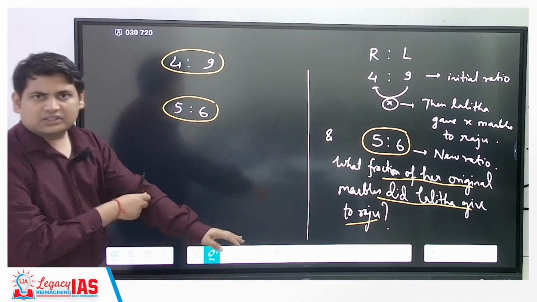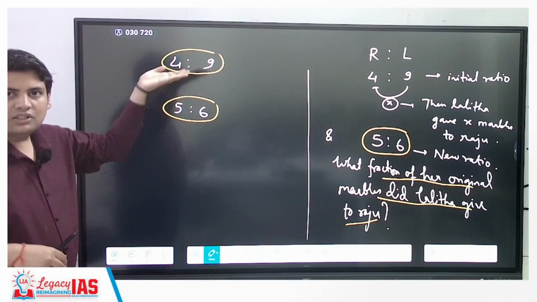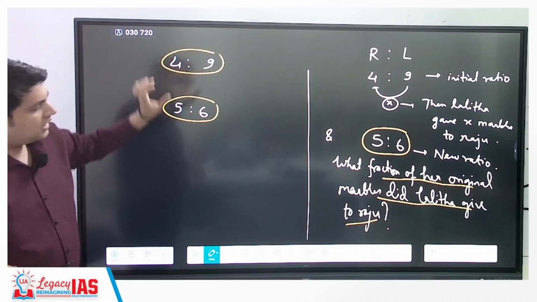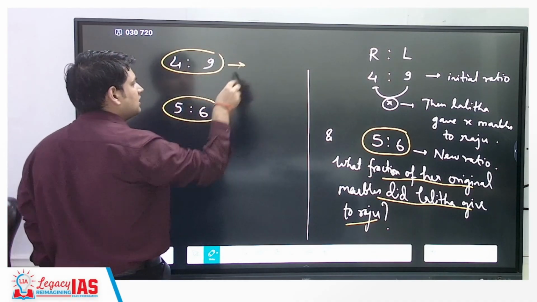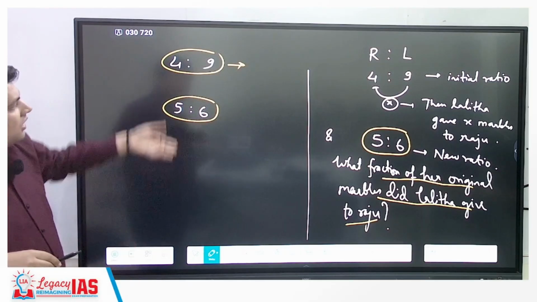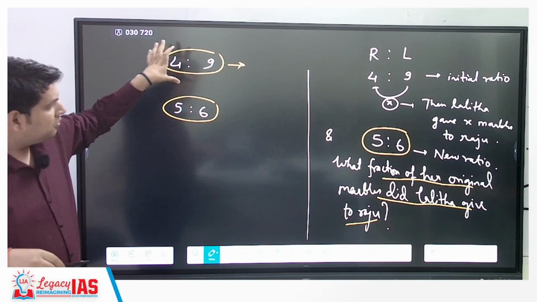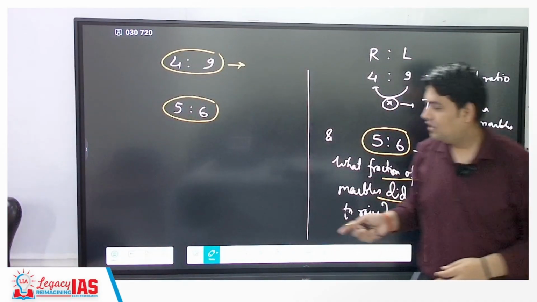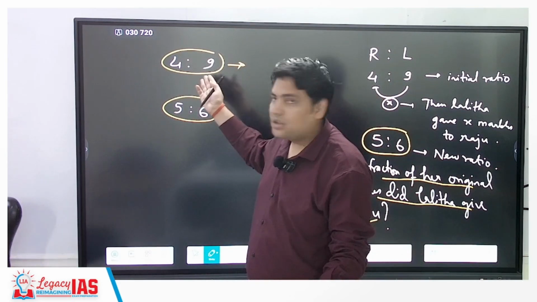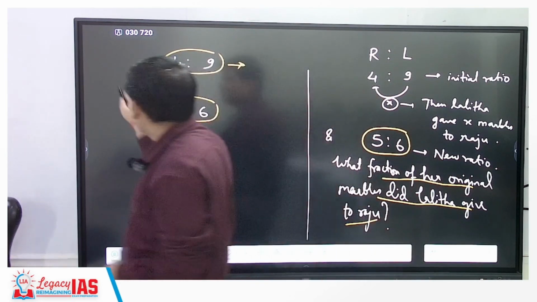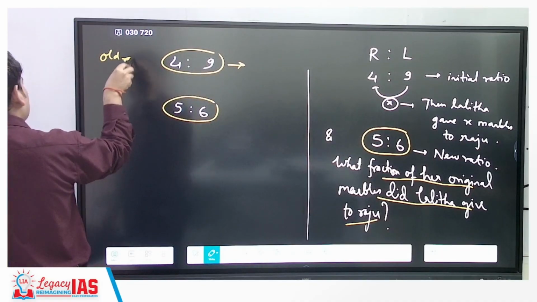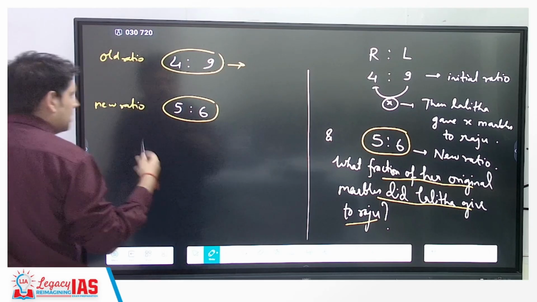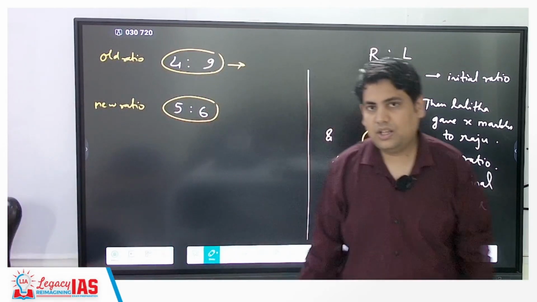That means if the sum is constant, that is, the total number of marbles is the same here and here, then the number of ratio points here and here should have been the same. Correct? If the number of marbles is the same in both cases, then the ratio points should also have been the same. This was the old ratio, this is the new ratio. But the issue is that they are not the same.